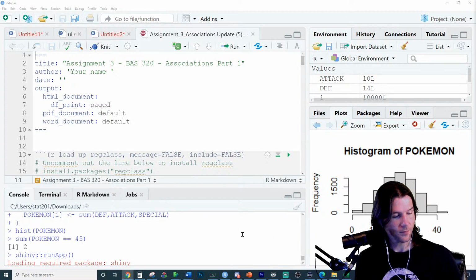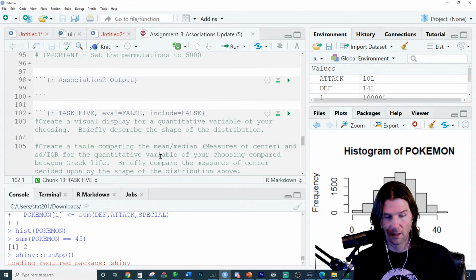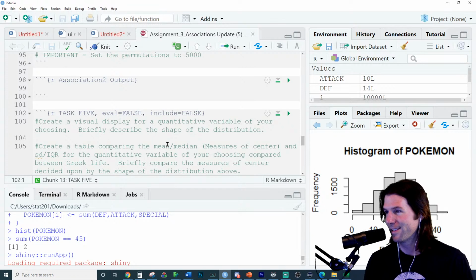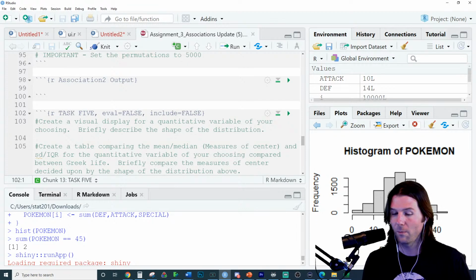Okay. Here we are with task 5 and task 6. I need to mark down the video. Okay. Create a visual display for a quantitative variable of your choosing. Briefly describe the shape of the distribution. Stat 201, shape, center, spread. So what is a visual display we could do right here, HTT? I know I always ask these same questions. How exactly do we know if our knitting makes sense?